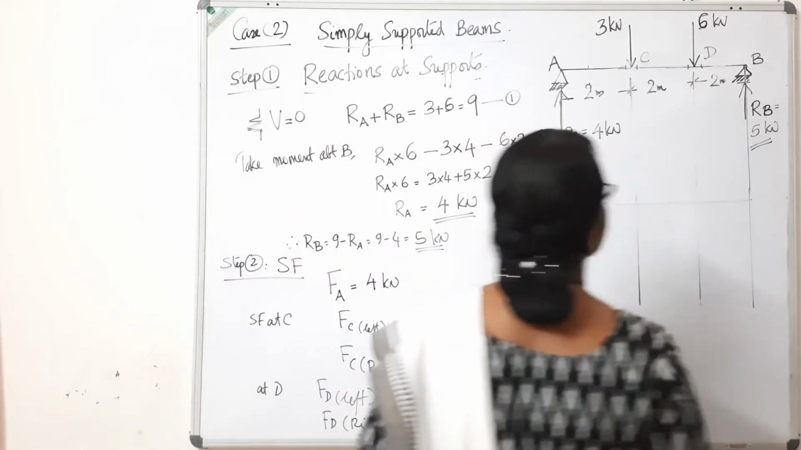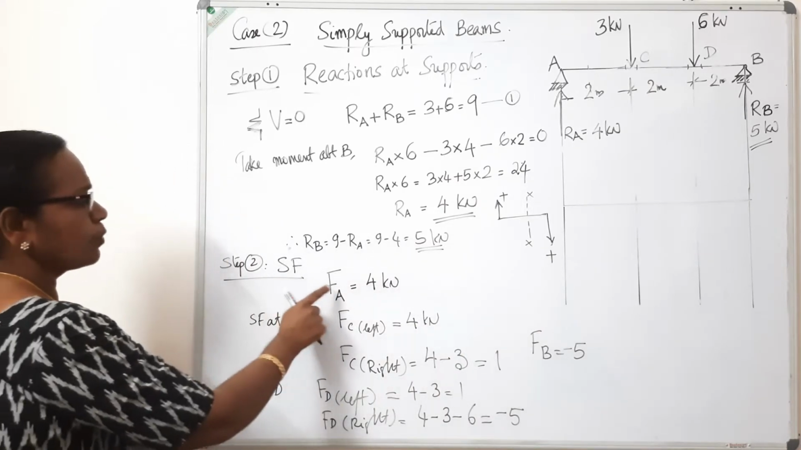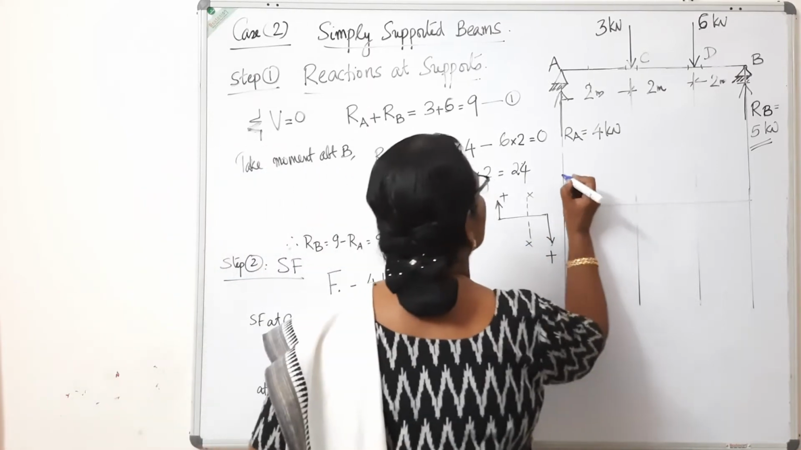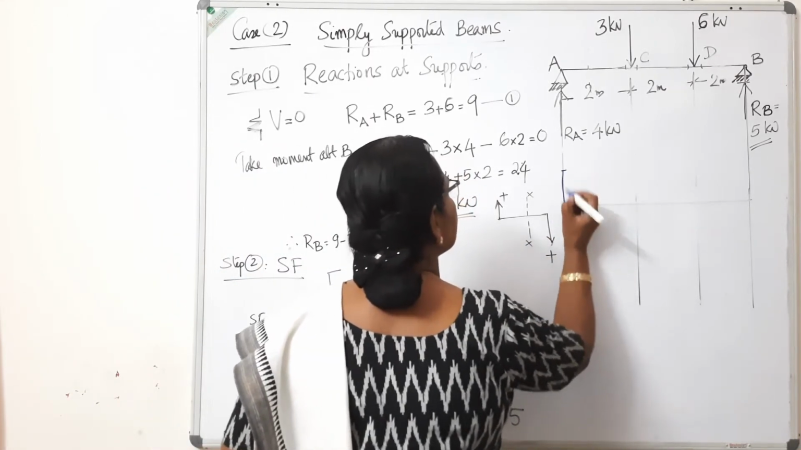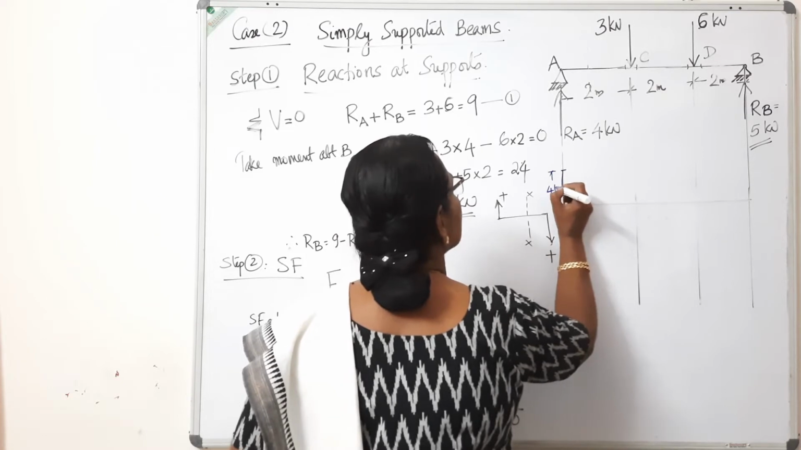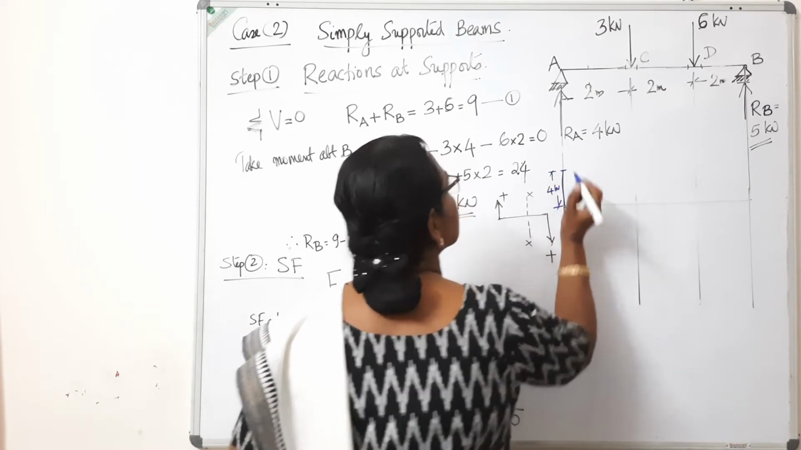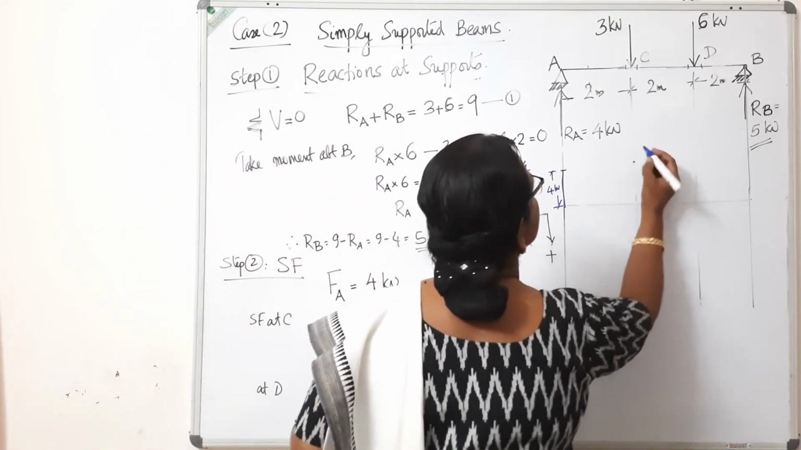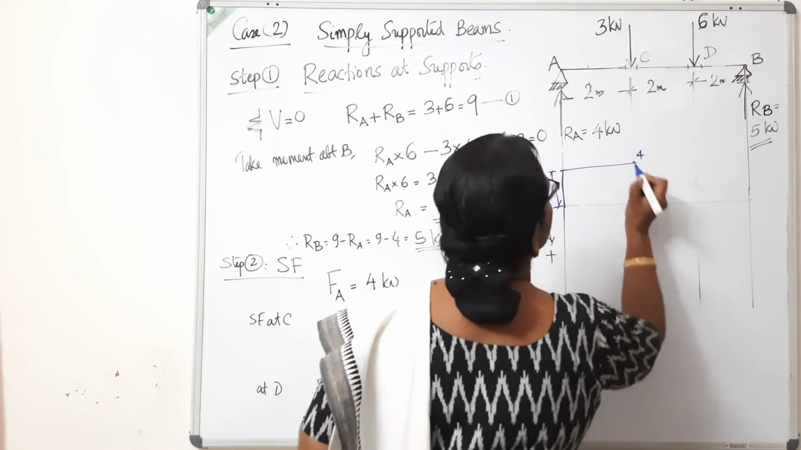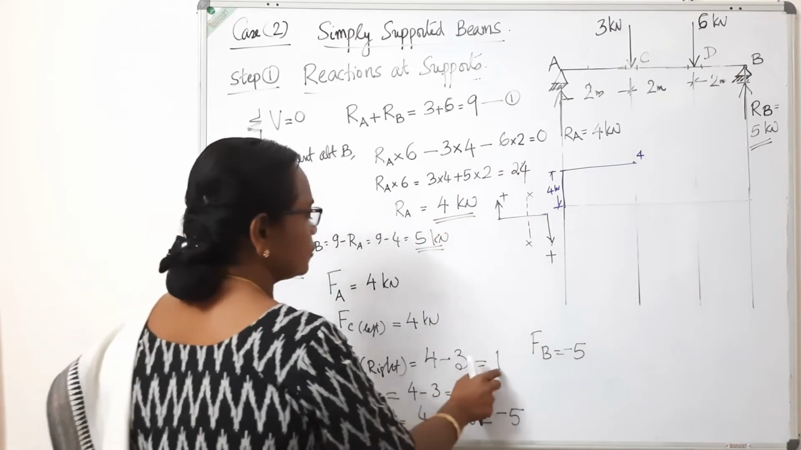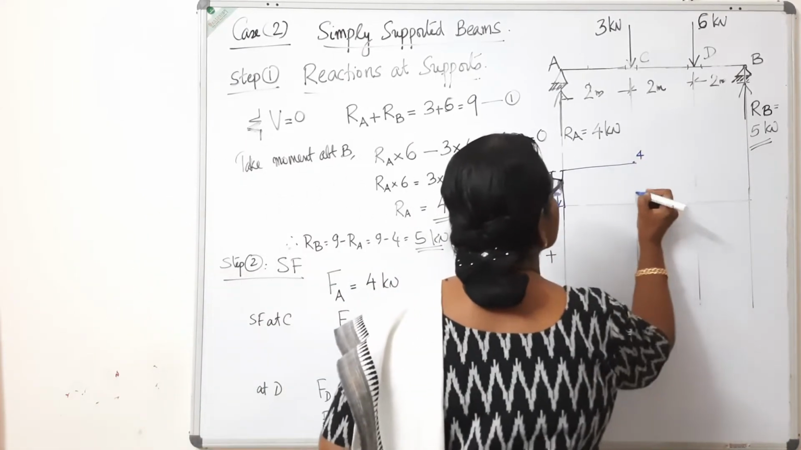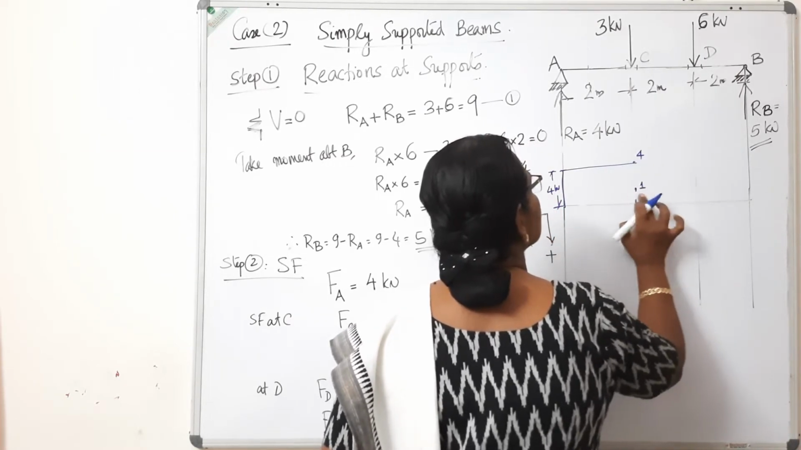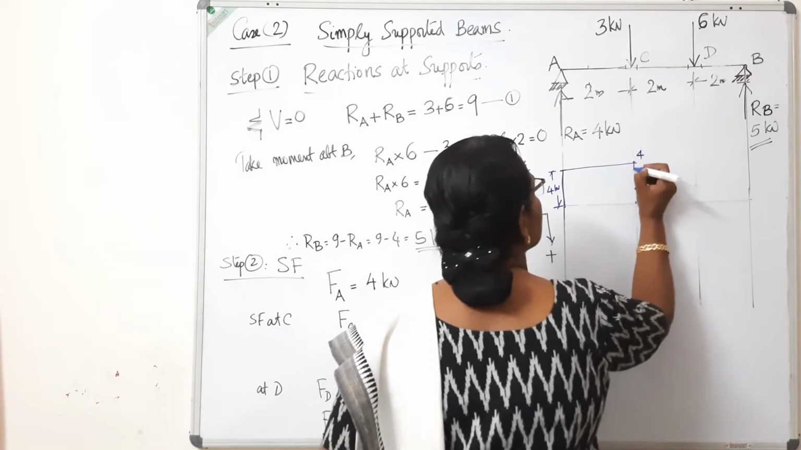Draw a baseline. Start from the first point, FA 4. So at the point A, mark 4 units upwards from the baseline, 4 kilonewton. FC left is 4, so at this point also 4. Connect it horizontally. FC right is 1, so at this point C, you mark 1 from the baseline. Connect these 2 points.